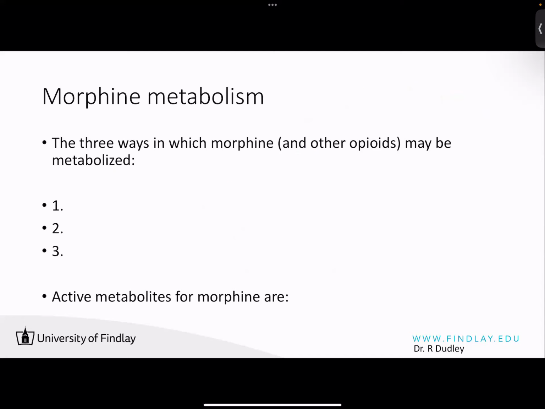Now, metabolically speaking, let's pause here. And when we come back, I'll tell you how morphine gets metabolized. Give me a minute.